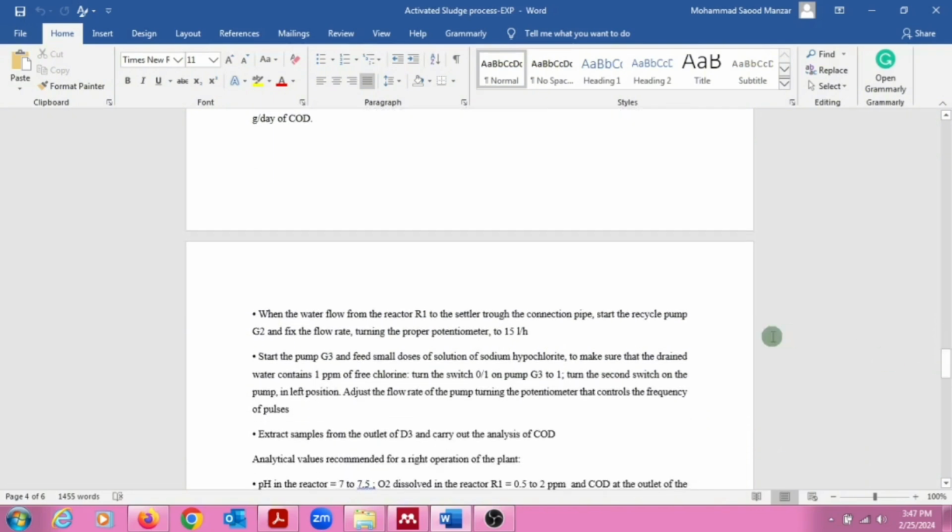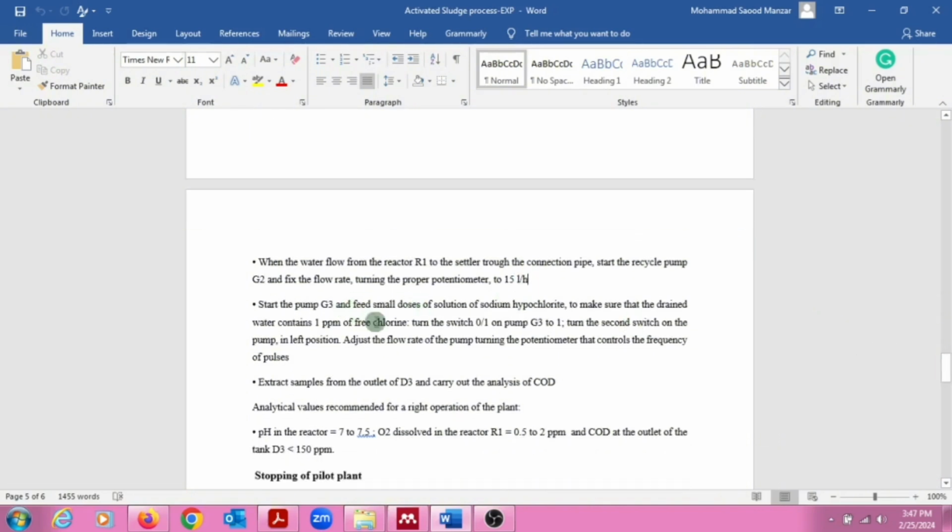Now when the water flows from the reactor and settles in the connection pipe, start the recycling pump and fix the flow rate by turning the proper potentiometer. The flow rate for this one should be around 50 liters per hour. Then we have to start the pump G3 and also start to feed the doses of sodium hypochlorite using the V3 pump.